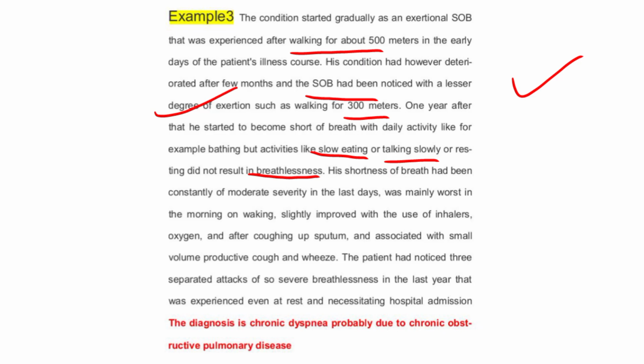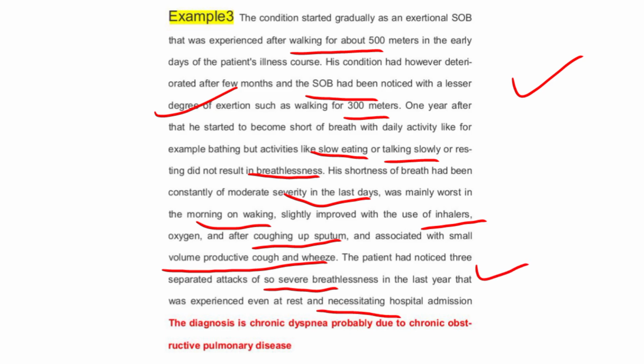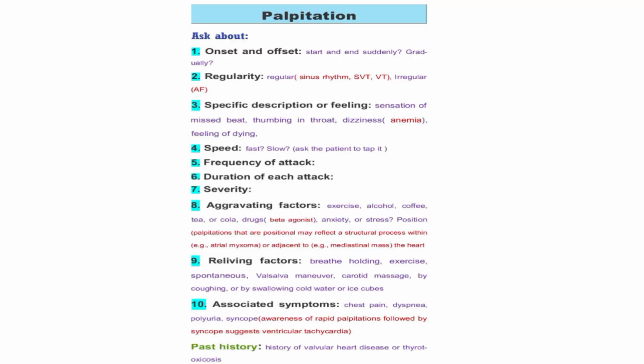His shortness of breath has been constant and severe in the last days, mainly worse in the morning or on walking, slightly improved with inhalers, oxygen, and after coughing up sputum, associated with a small volume productive cough and wheezing. The patient had noticed 3 separate attacks of severe breathlessness in the last year that were experienced even at rest, necessitating hospital admission. This is the diagnosis of chronic dyspnea due to chronic obstructive pulmonary disease, and COPD includes chronic bronchitis and emphysema.